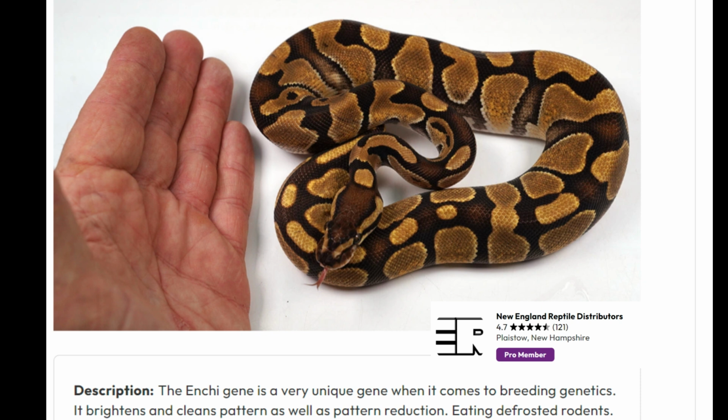And this is on their Morph Market, so I'm giving them credit here. And they've actually been nice enough to give us a little description of what it does, and this is precisely it. The Enchi gene is a very unique gene when it comes to breeding genetics. It brightens and cleans pattern as well as pattern reduction.